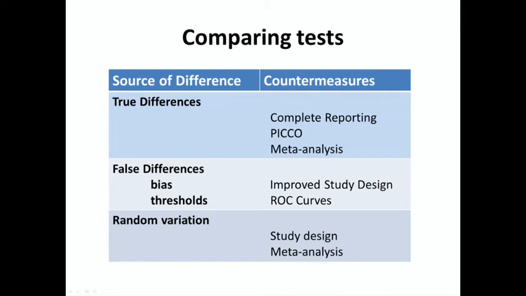Then there's false differences that can either be due to bias, due to those things I mentioned like verification bias, differential verification, or how people are handling indeterminates. The threshold problem, a countermeasure is using ROC curves. Bias you can get around by using better study designs. And finally, there's random variation. Once again, that can be helped with study design within an individual study, and then we can group studies together using meta-analysis to help reduce variation.